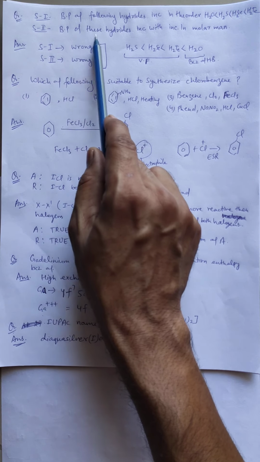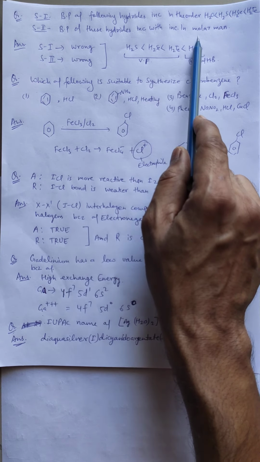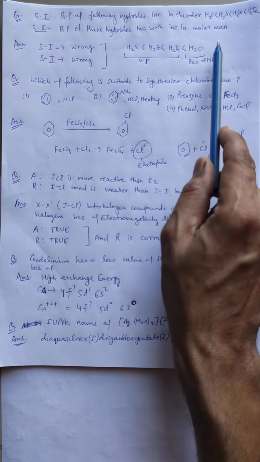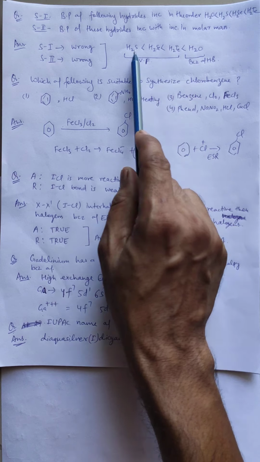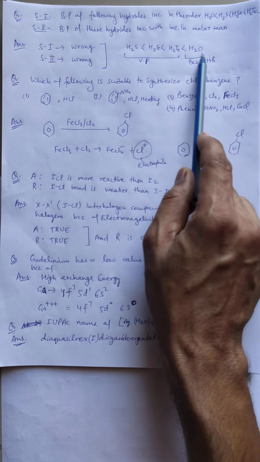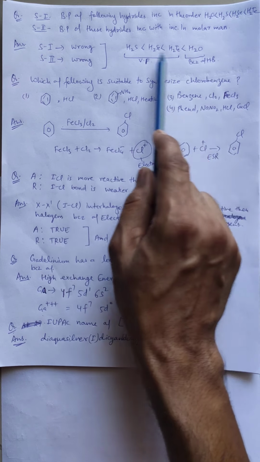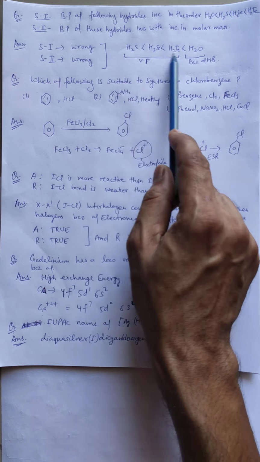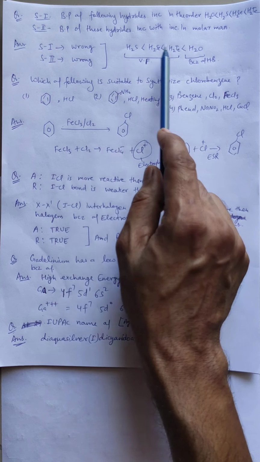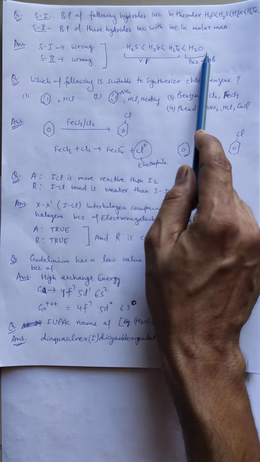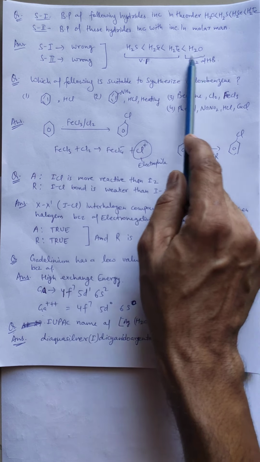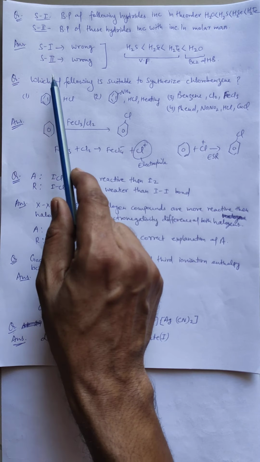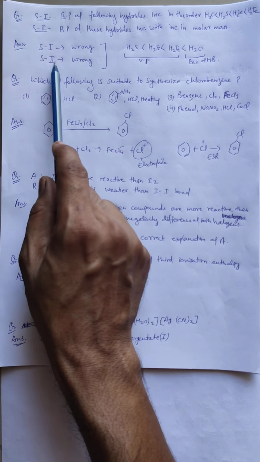Now statement 2, boiling point of these hydrides increases with increase in molar mass. So it is also wrong because oxygen is less in molar mass but has more boiling point in this group. Hydrides of oxygen have more boiling point because they show hydrogen bonding. Others show van der Waals forces. So as the molecular mass of the central atom increases, the boiling point increases. But H2O has the highest boiling point because of the hydrogen bonding. So statement 1 is wrong, statement 2 is wrong.